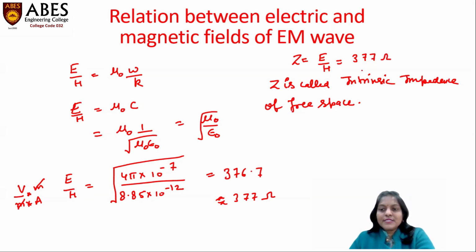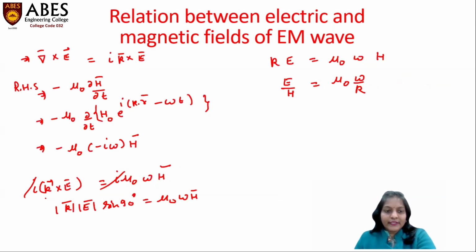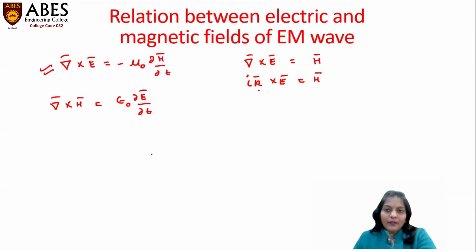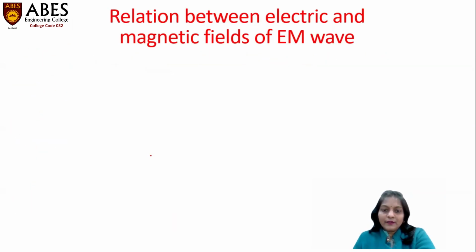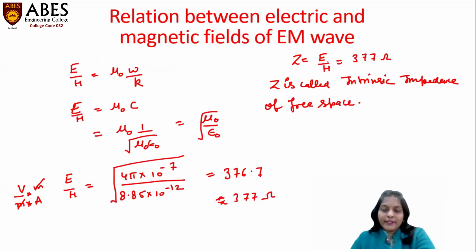So to prove this relation, first of all, we show the orthogonality. This shows that k, E and H are orthogonal. It shows that k is perpendicular to H, which is perpendicular to E. It shows the orthogonality. Similarly, we can show it by equation 4. And after proving the orthogonality, what did we do? We proved that the ratio of E and H is 377 ohm.